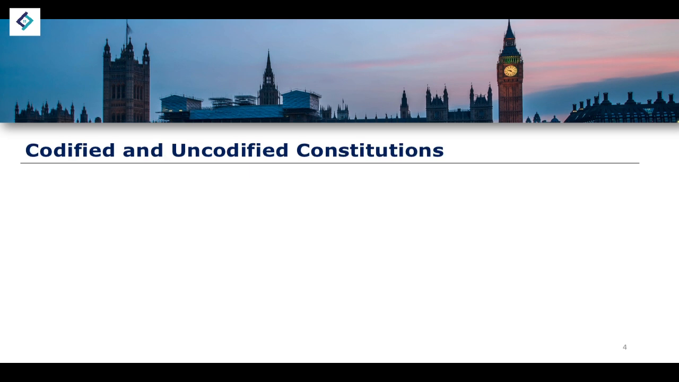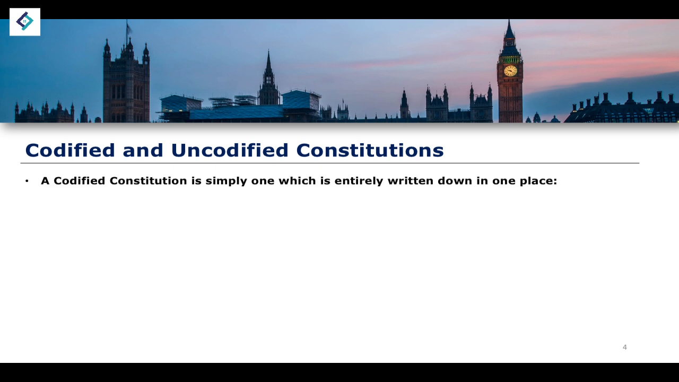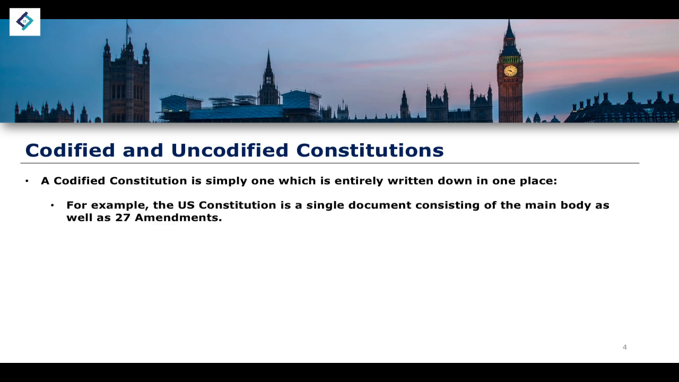So this brings us to the distinction that we can derive between a codified and an uncodified constitution. This is one way in which we can class various kinds of constitutions, often in relation to state constitutions. So a codified constitution is simply one in which the entirety of that constitution is written down in one place. So, for example, the Constitution of the United States of America is a single document consisting of a main body, which is described as the United States Constitution, as well as its various amendments, there being a current 27 in practice.